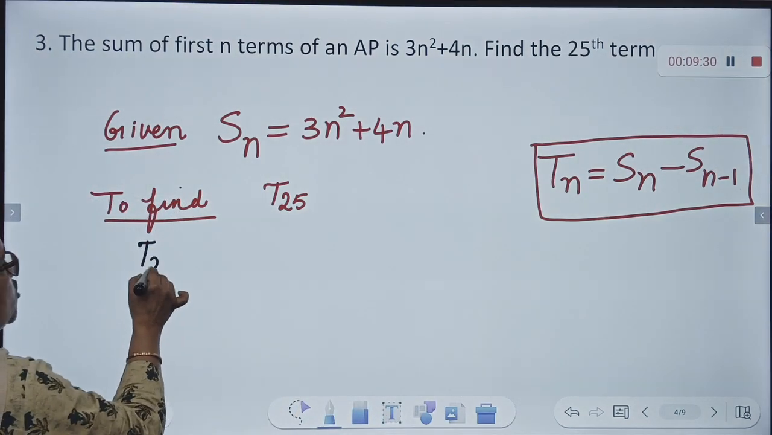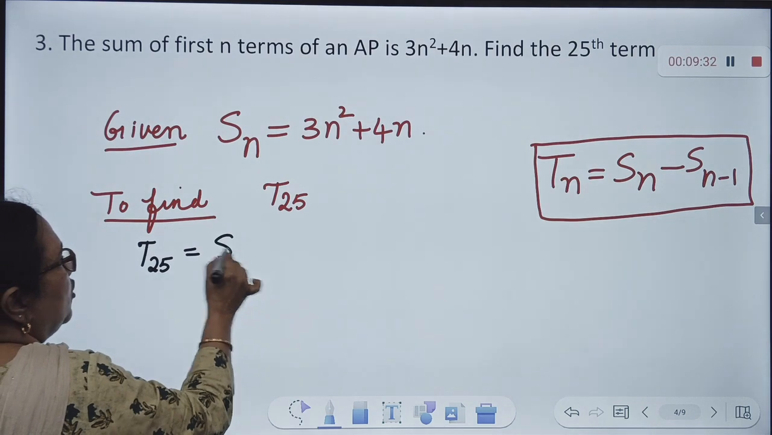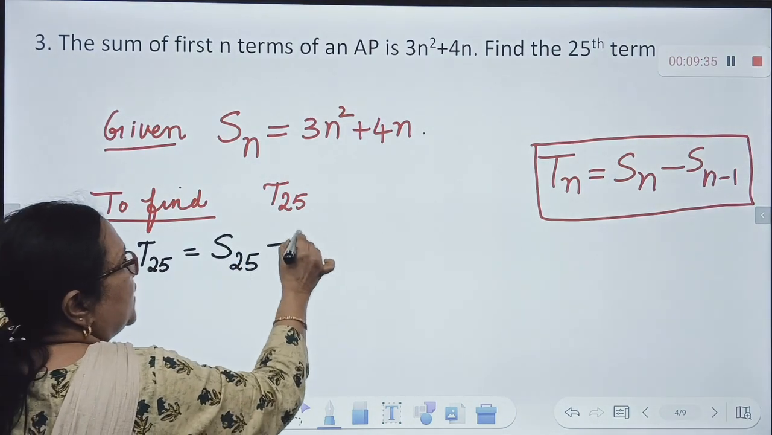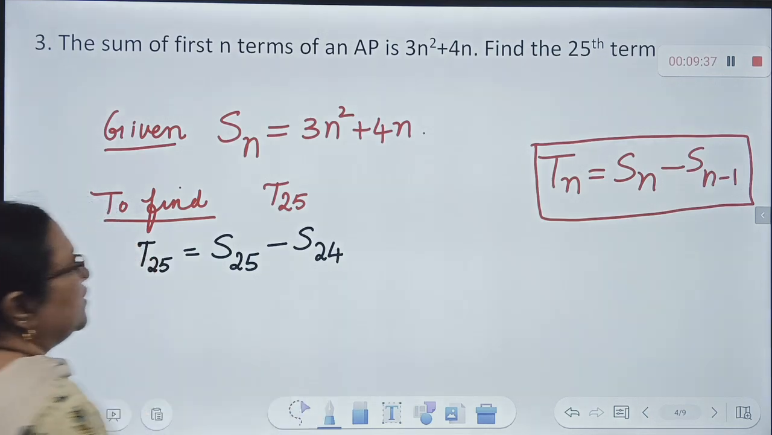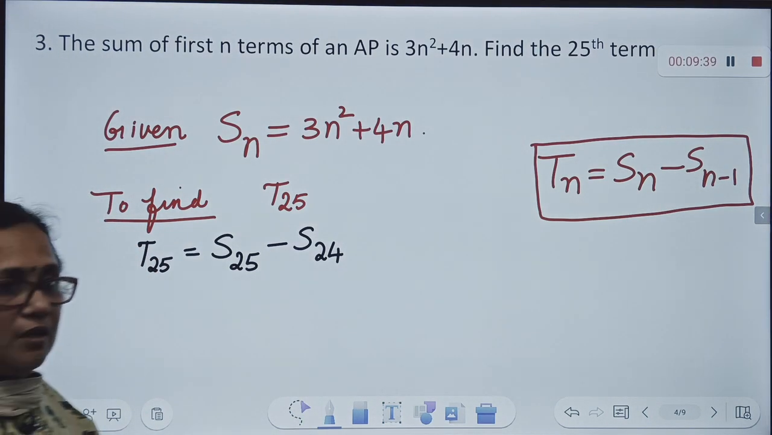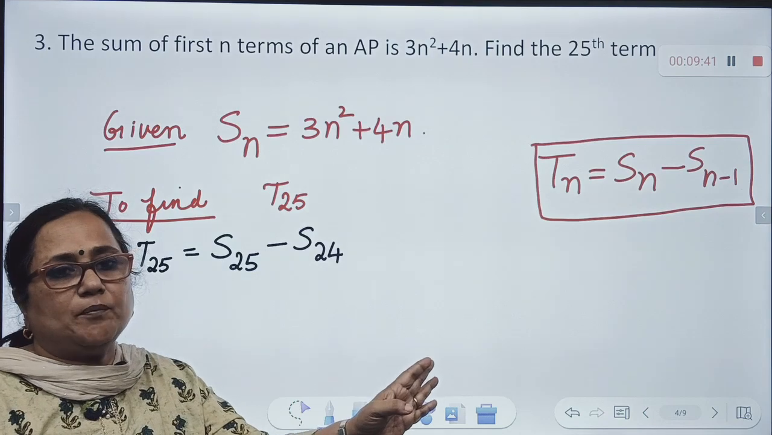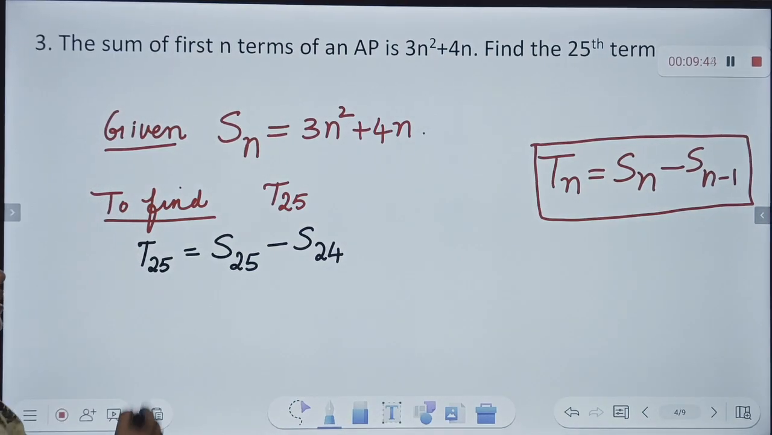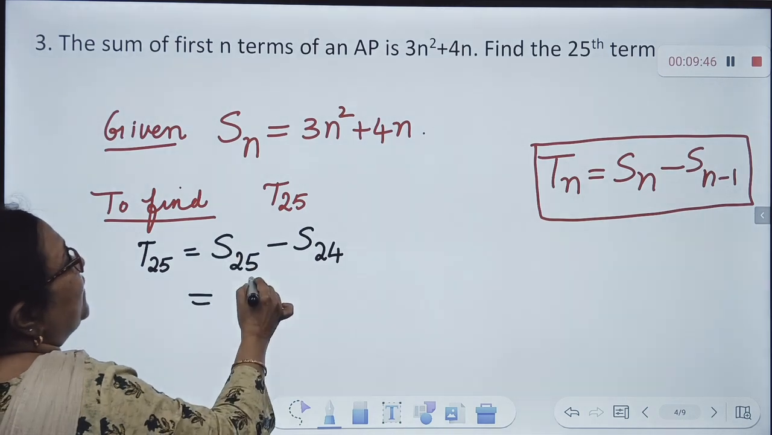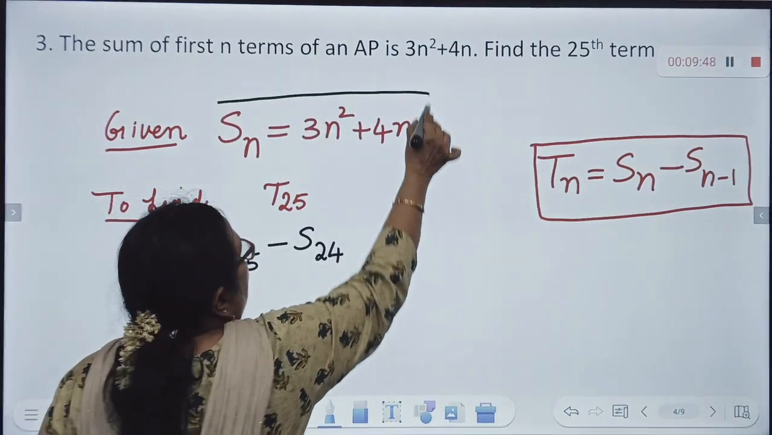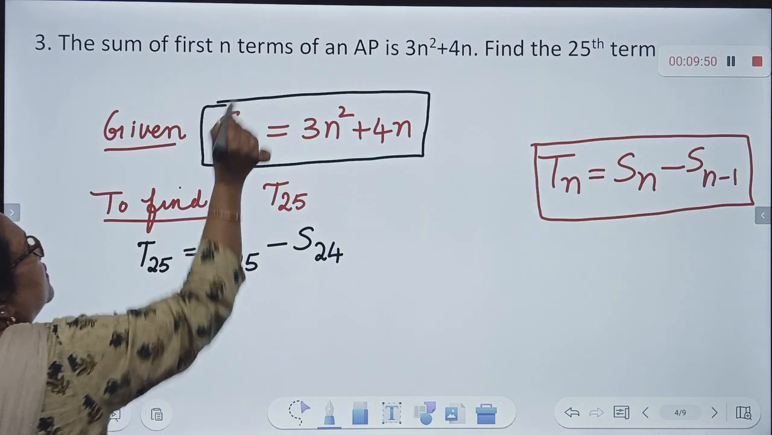Now T25 is equal to S25 minus S24. Find the sum up to the 25th term. Then take away the sum up to the first 24 terms. Now, how do I find S25? I have a general rule for Sn, right?